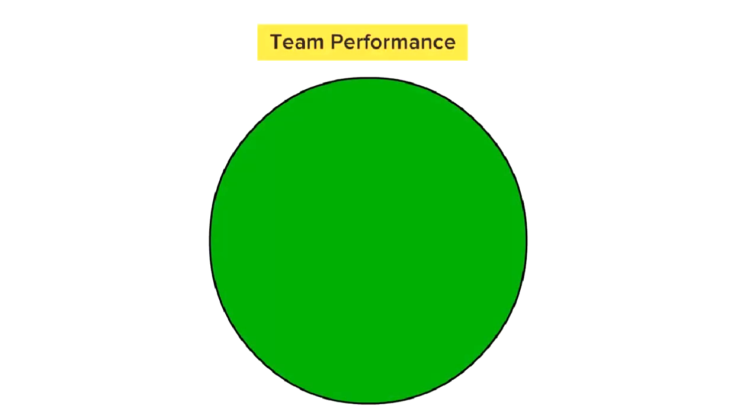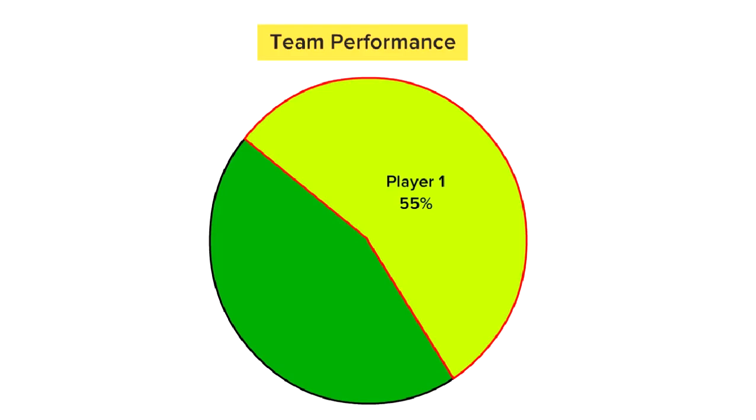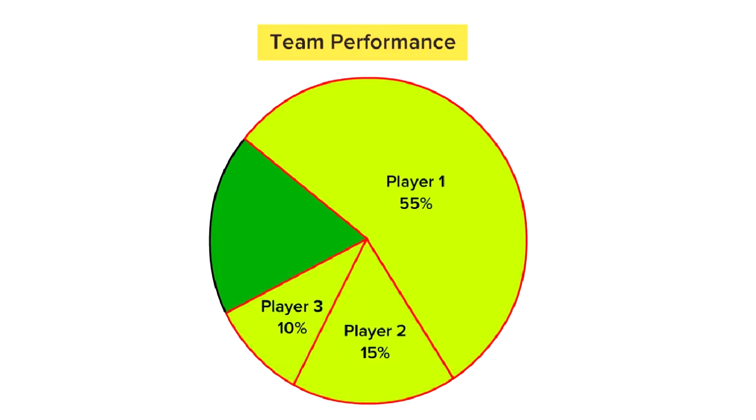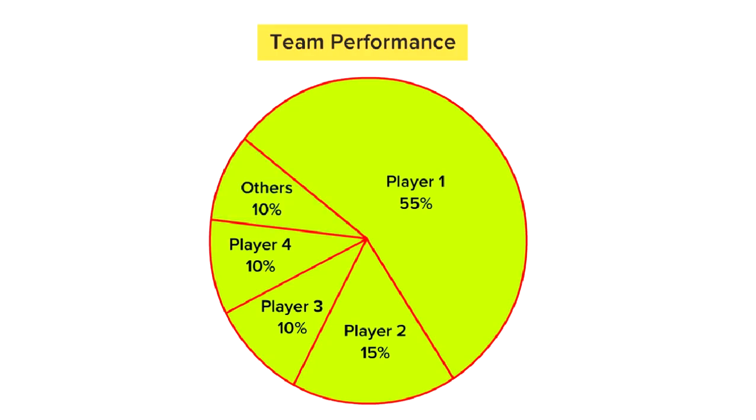Let's consider the cricket match example. We want to find out which players made most of the runs. Player 1 made the most contribution of 55%, followed by player 2, 3 and 4. The rest of the players contributed to 10% of the total scores.